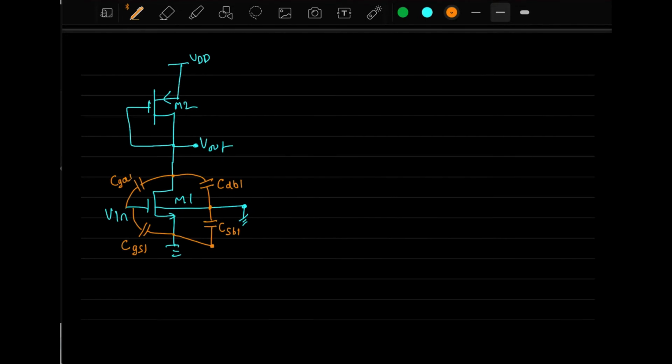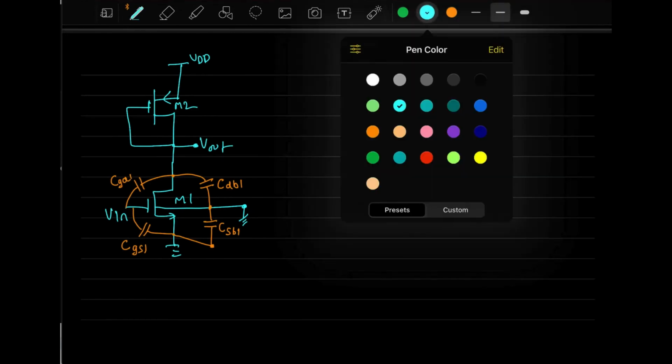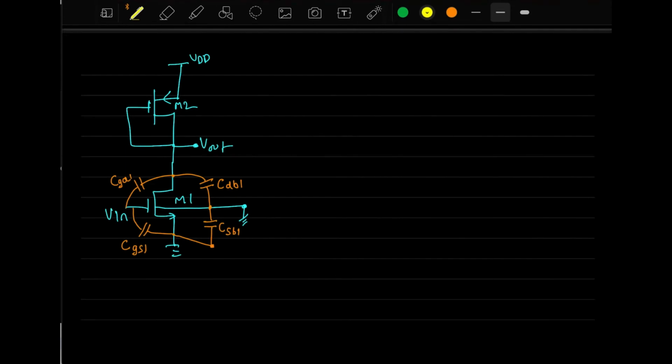This is the first thing, and now we will do the same thing for the other one. So here, what will you call this capacitor? CGS? No, it is CGD. Please note it's PMOS, so it will be CGD2. And then we have one capacitor this side. This capacitor will be CGS2.